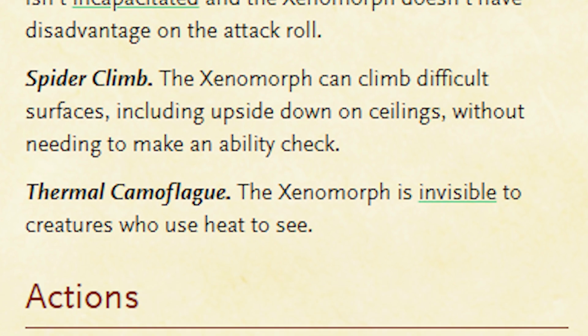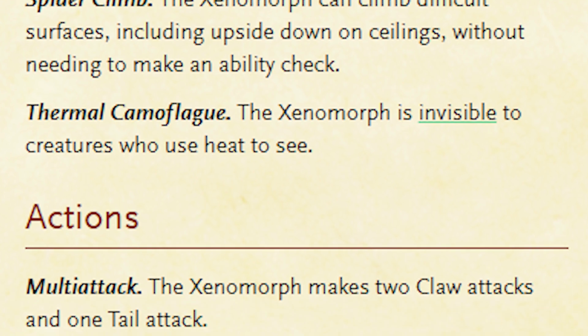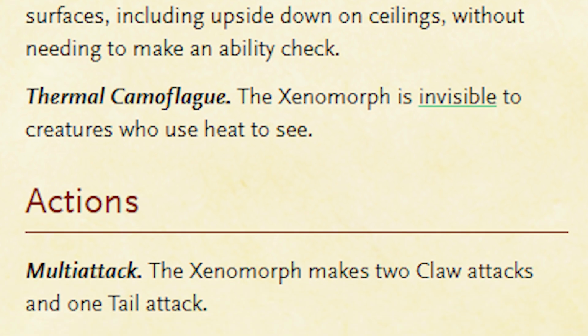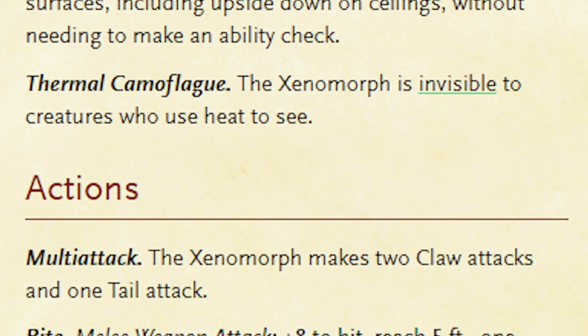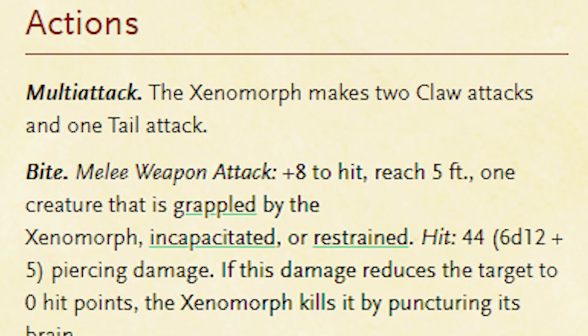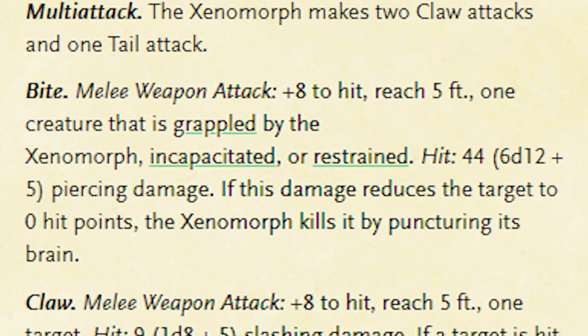Now we move on to actions, and the first option is multi-attack. The Xenomorph makes 2 claw attacks and 1 tail attack. However, the first attack option is Bite. Bite is a melee weapon attack with a +8 to hit, but it can only be made against a creature within 5 feet that is grappled by the Xenomorph, incapacitated, or restrained.